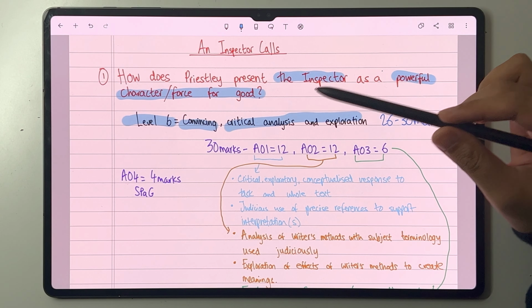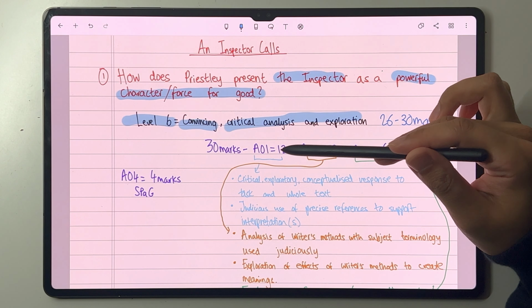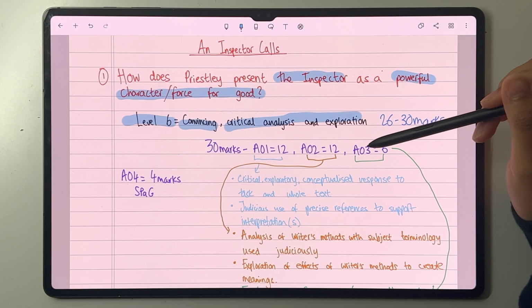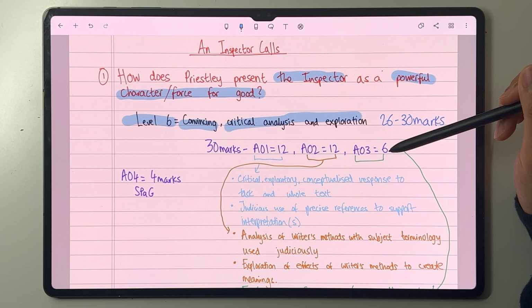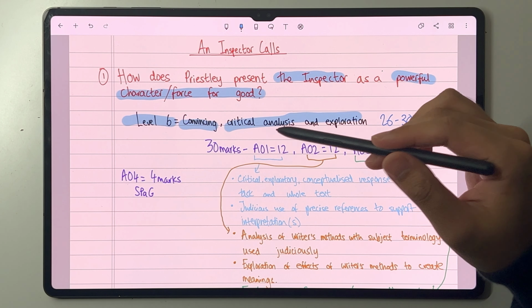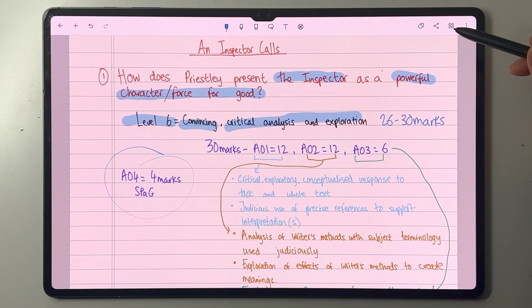Now, the 30 marks is broken down into 3 assessment objectives. AO1, which is 12 marks, AO2, which is also 12 marks, and AO3 is 6 marks. So if you do the maths, 12 plus 12 plus 6 is 30. And also here, we've got AO4, which is 4 marks, which is your spelling, punctuation, and grammar. So remember, for section A, you are being assessed for AO4. So make sure you are cautious with your SPAG.